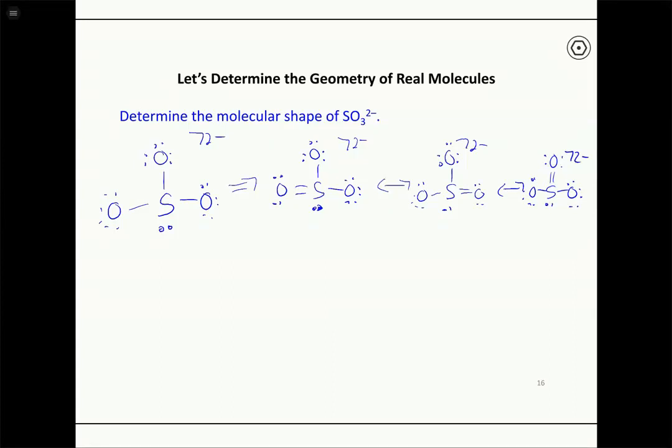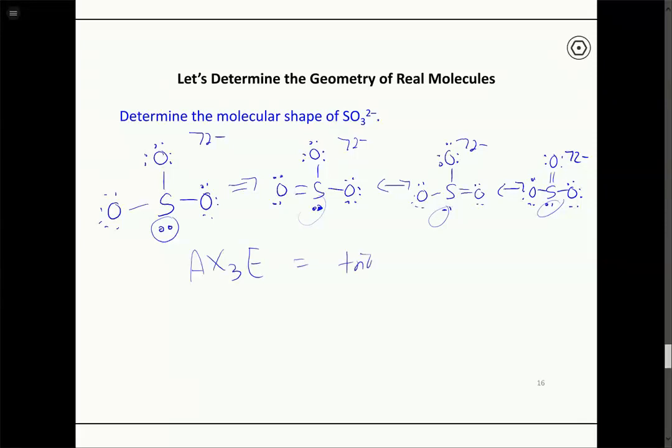Okay, so we have these three resonance structures, but whichever one we use, or even if we don't draw the resonance structures, we can still predict the geometry quite easily. So we have three outer atoms, so it's going to be AX3. We have one lone pair on the central atom. That doesn't change in the resonance structures. It's the sulfur-oxygen pi bonding electrons that are moving around. So we have AX3E, and as we'll recognize, that's a trigonal pyramidal arrangement.